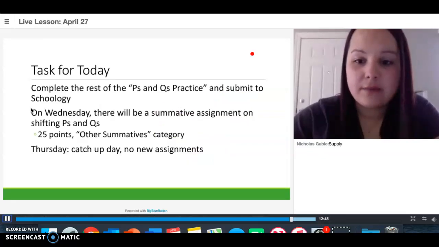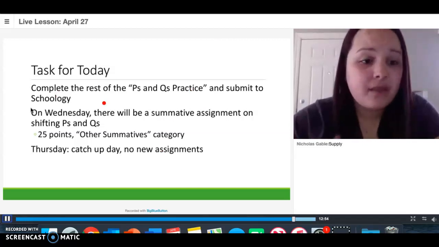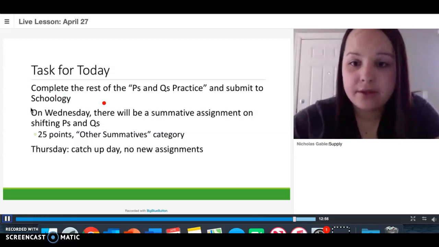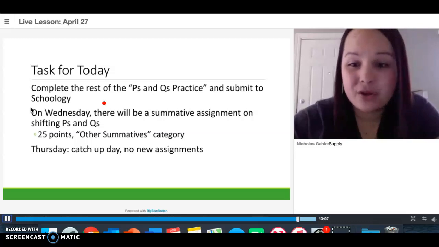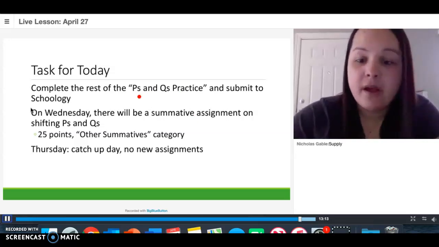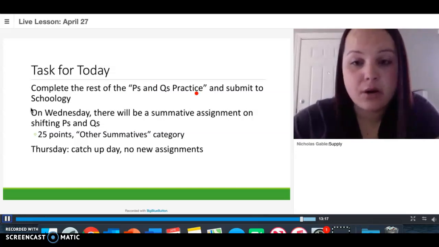The task for the rest of the hour for you guys is to just complete the P's and Q's practice. I'm going to grade them as you turn them in today, just to give you guys some immediate feedback. Tomorrow I will post an optional P's and Q's practice number 2. So if you struggle today, look at your scores later on today, see how you did, see where you may have gotten some points off. I would highly encourage you to do that practice assignment tomorrow, but it's totally optional.